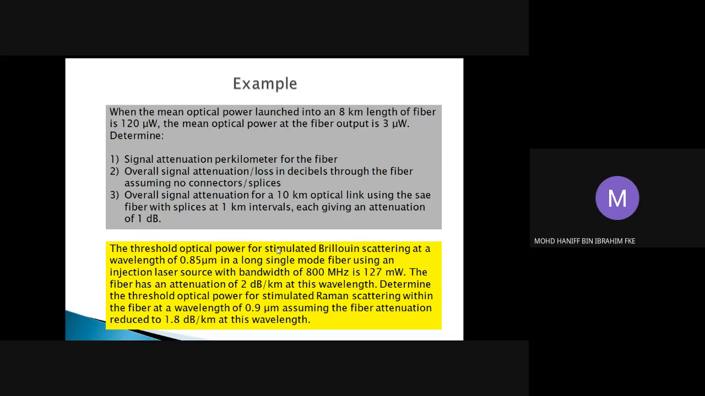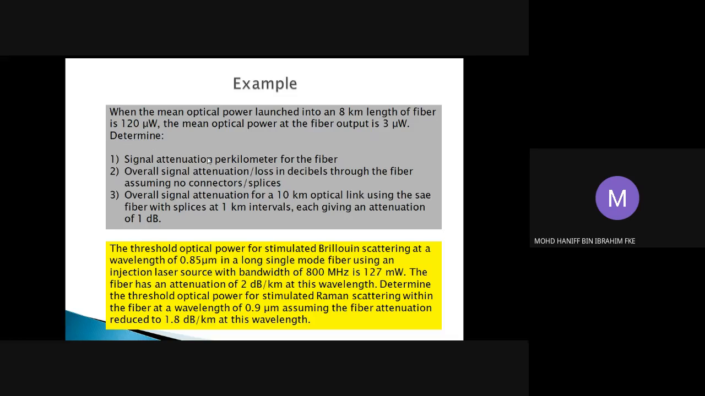We have a case where an optical power of 120 microwatt is launched into an 8 kilometer length of fiber, and the mean optical power at the fiber output is 3 microwatt. So we have a fiber optic communication system with 8 kilometers of fiber. The input power is 120 microwatt and the output power is 3 microwatt.